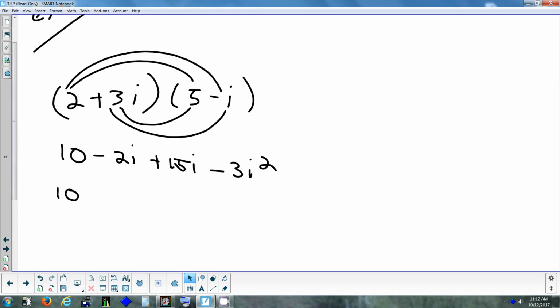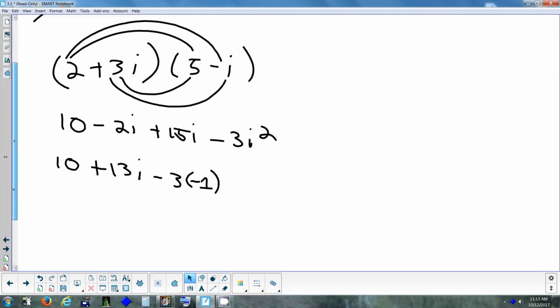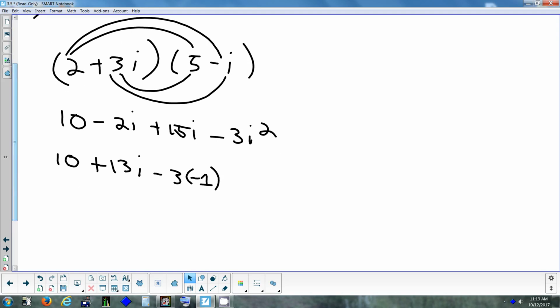Now we have 10 plus 13i, and then minus 3i squared. Devin, what did you just say i squared was? Negative 1. Okay. So I have minus 3 times negative 1. Felipe, what's minus 3 times negative 1? Oh, positive 3. Yeah, positive 3.